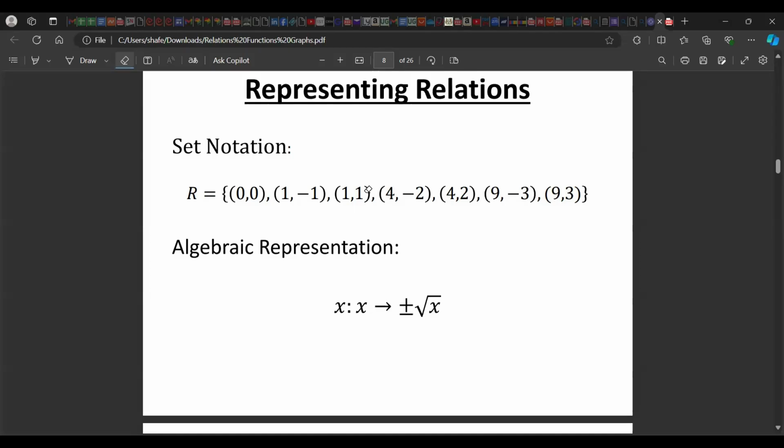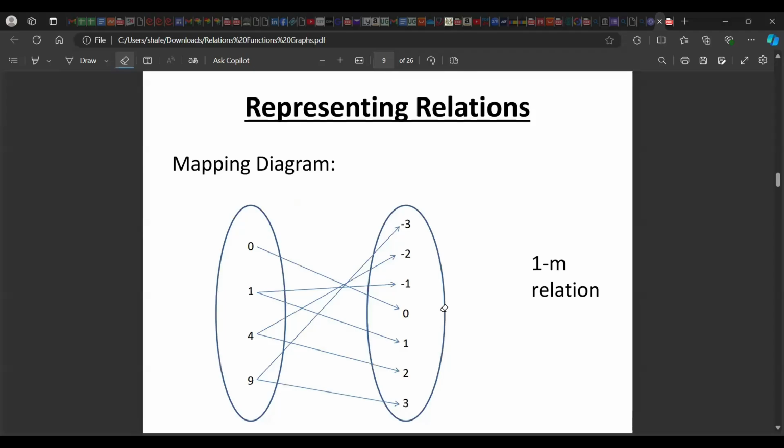But this is the best we can do, where we describe, instead of putting 1 and then 1 and -1, which will be confusing. So we say 1 and -1, and then 1 and 1, right? We preserve the definition that we're dealing with pairs. Clear so far? So let's see what this looks like on a graph. Oh, sorry, on a mapping diagram.